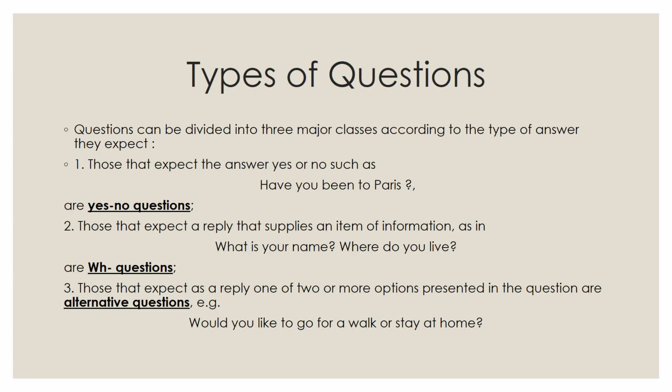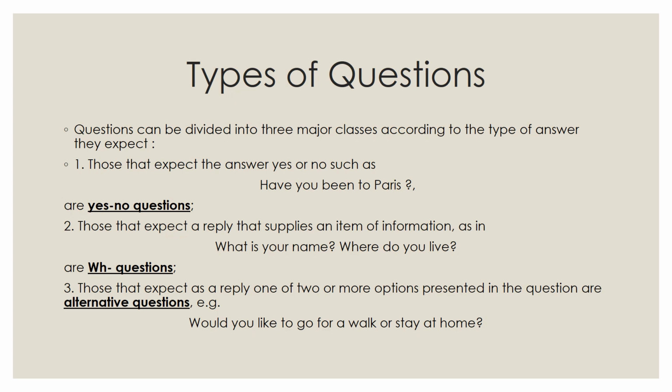The last type of questions, which is not so commonly used in spoken English, is called the alternative question. With an alternative question, we provide the listener with an option or two options or more, and the answer is going to be what? Choosing one of the options that we are providing in our question. That's why they are called alternative questions.